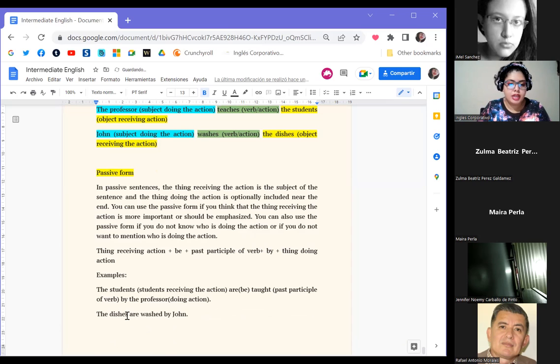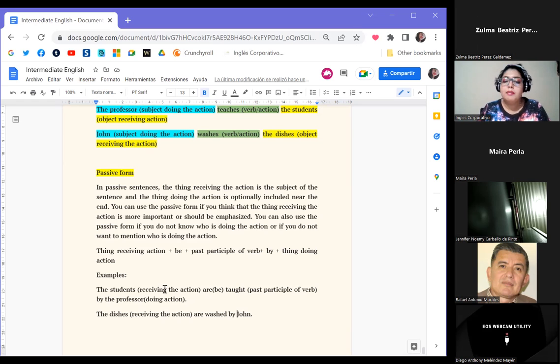So in this case, again, we have the subject receiving the action. Again, we have the verb to be, the past participle form of the verb, by, and then we have the thing doing the action.